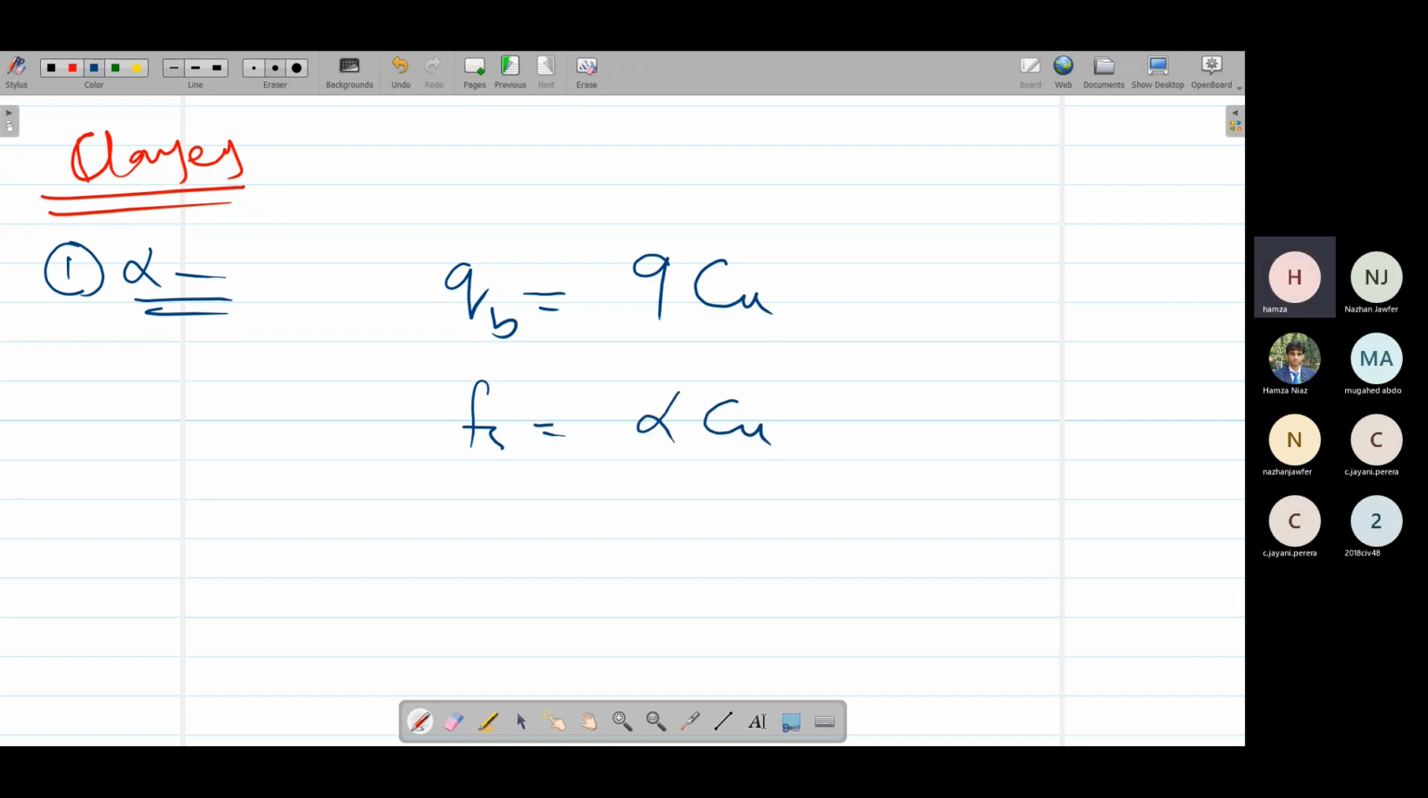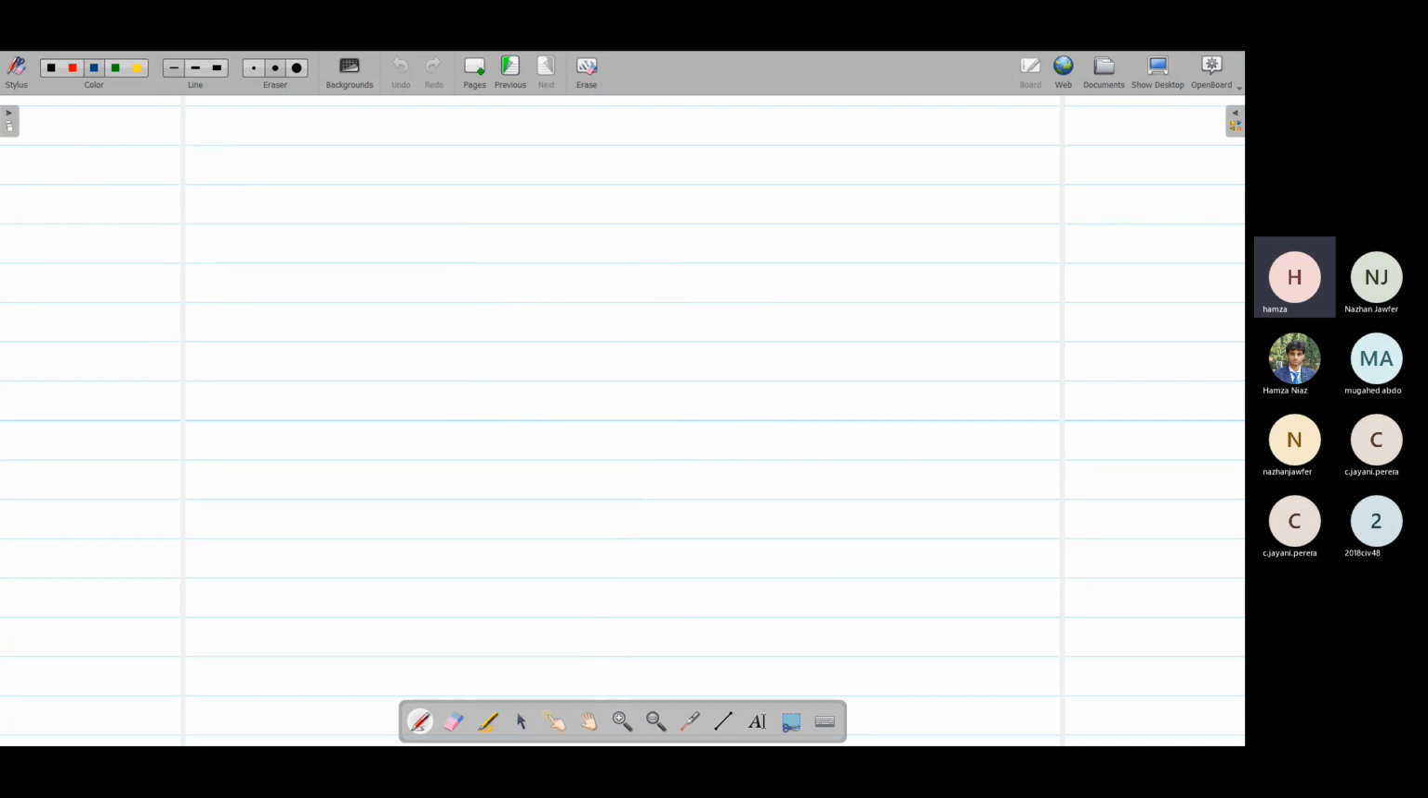So what is this alpha? This is some constant between 0.3 to 1. If we are not given, you can assume this as 0.5, or otherwise we are given in the question. There is no issue in this. What is Cu? Cu is the undrained shear strength.